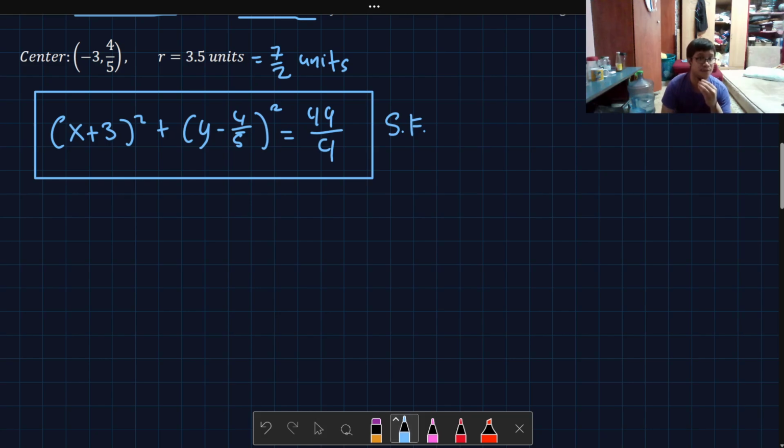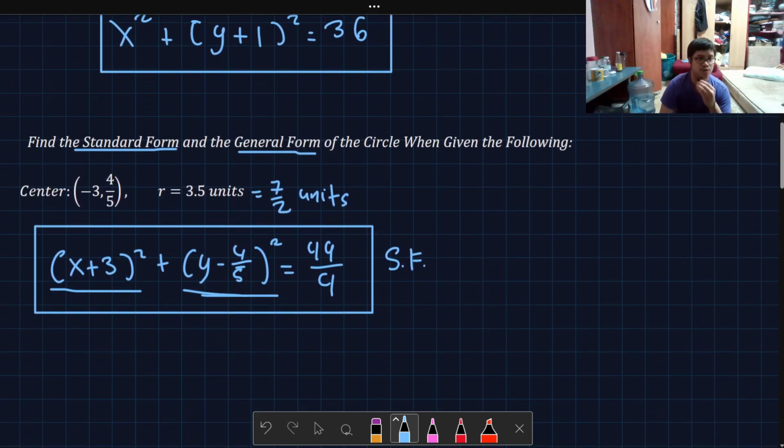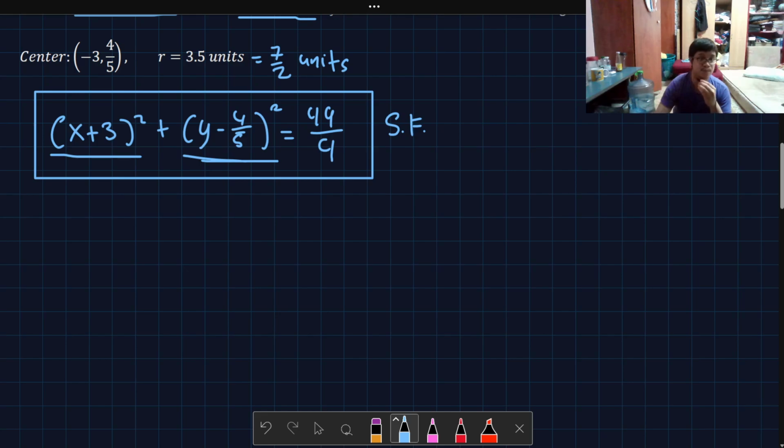So here we have the standard form, right? With that, we can now find the general form through expansion. Meaning there shall never be parentheses. You see this? Parenthesis squared, remove it. So to conclude, guys, if ever you're told to find a standard form and a general form, you need to find the standard form first before you proceed to the general form, because without the standard form, you wouldn't be able to find the general form of the circle. All right, so with that, let's proceed.